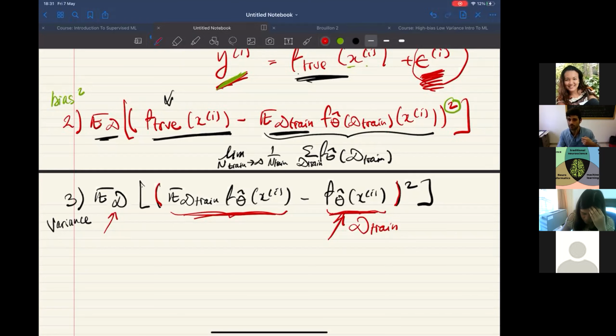One is the bias, which quantifies how far your best prediction function in your hypothesis class would be from the true function. And the variance, which quantifies the sensitivity of your model to finite sampling. What are the fluctuations of your model? How your model fluctuates strongly or not due to finite sampling, due to the fact that you have finitely many data points and that it is noisy.